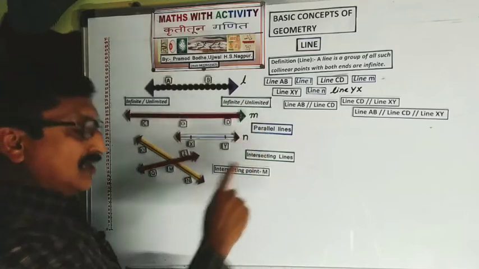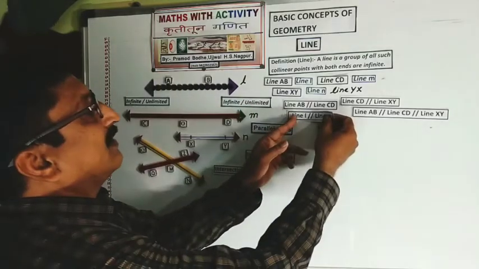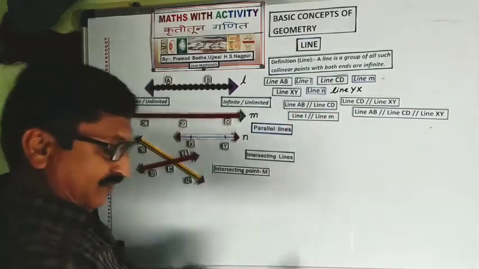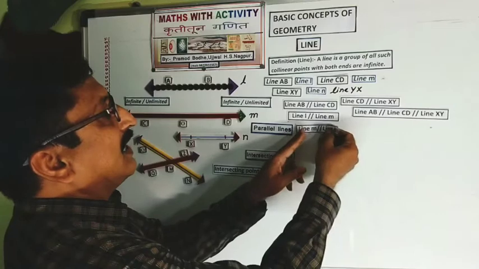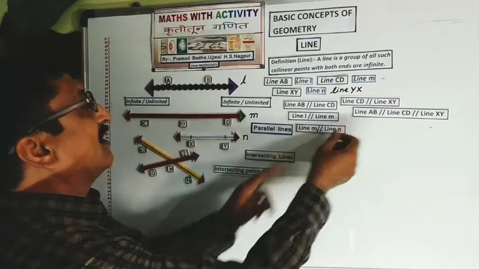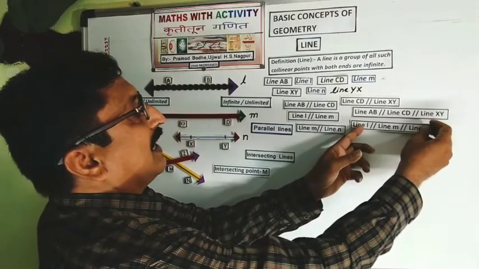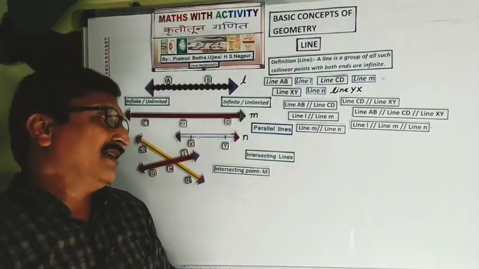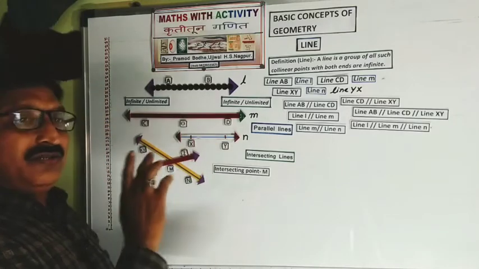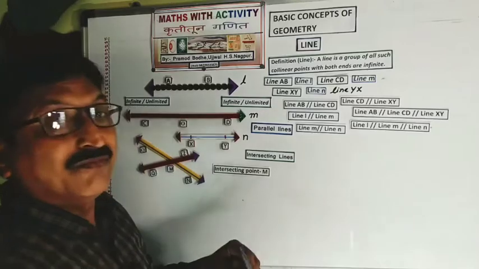Similarly, we can use a single letter also. These two lines are parallel, so you can write line L is parallel to line M. Similarly, M and N are parallel, therefore you can write lines M and N are also parallel, and all these three lines are parallel to each other. Therefore, you can write line L parallel to line M parallel to line N. In such a way you have two types, and from all this information we have some properties also.